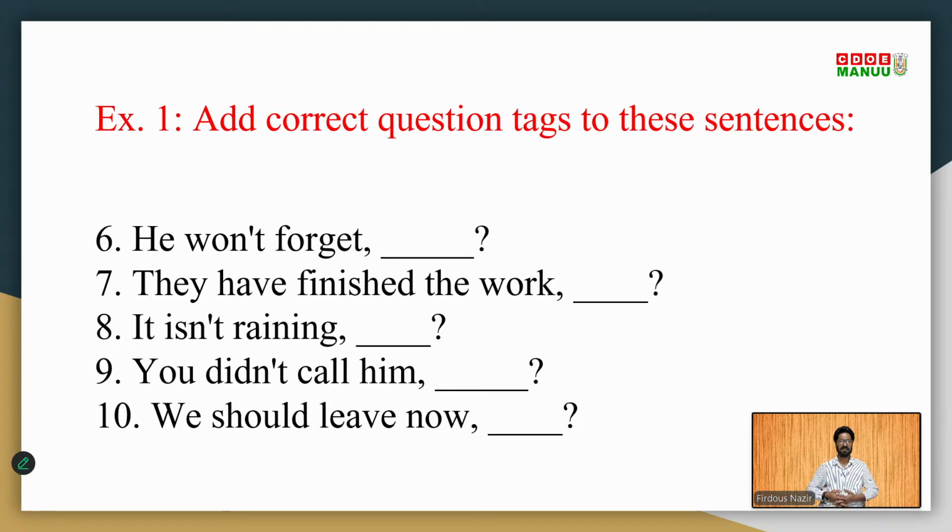Next, we have number six. He won't forget. Again we have a statement, but it is a negative statement, so the question tag will be positive. He won't forget, will he? They have finished the work. Haven't they? It isn't raining. Is it?